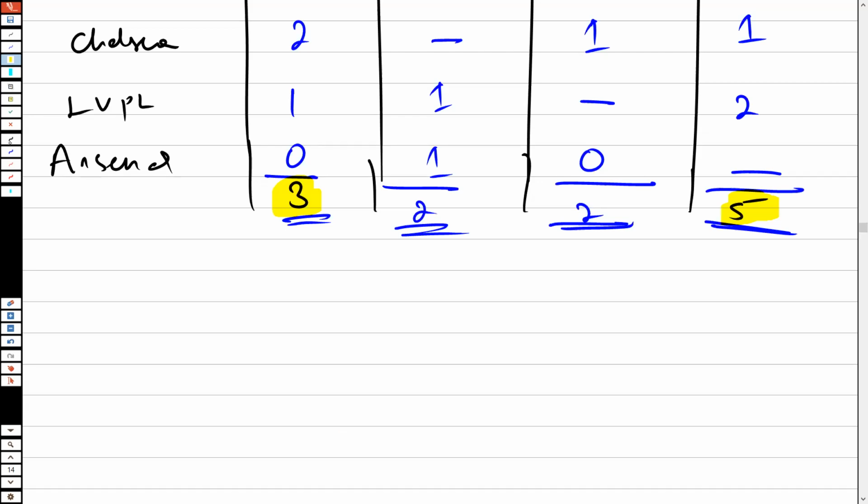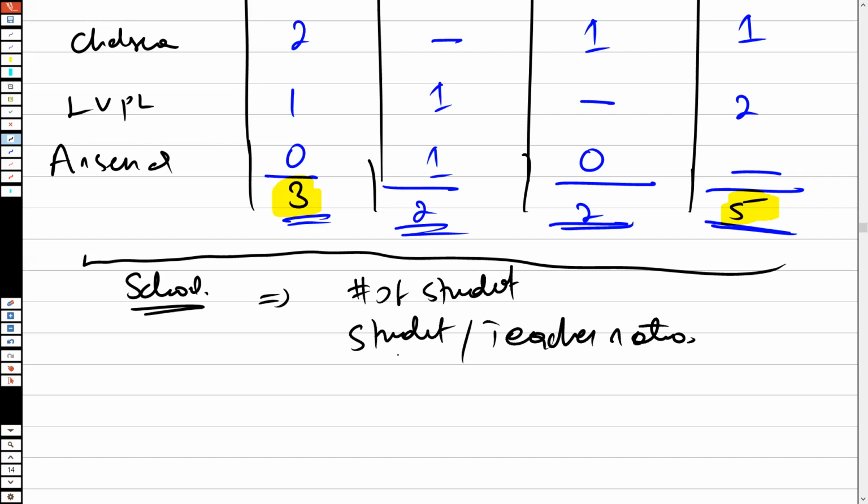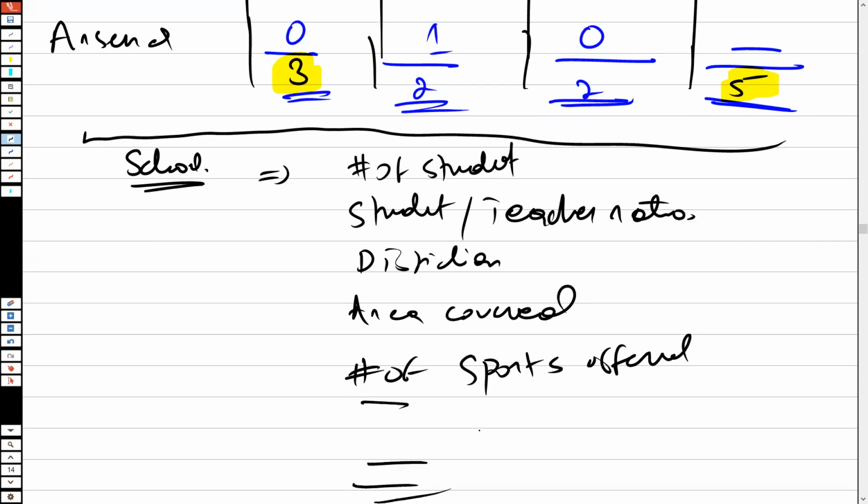Now, how do we apply league tables to a public sector organization? For example, a school. A school may be set different KPIs by the government, like the number of students, the student to teacher ratio, distinction, area covered, number of sports offered, and so on. So the government could give 10 or 20 benchmarks or KPIs that every school has to score themselves against.